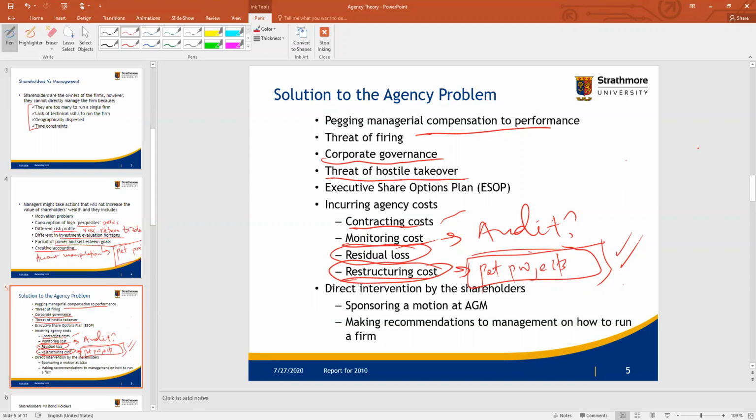That can happen. So if you are a shareholder, the idea is to try to reduce this residual loss as much as possible, even though it cannot be at 0%. Then, of course, at the AGM, you as a shareholder need to have your voice.